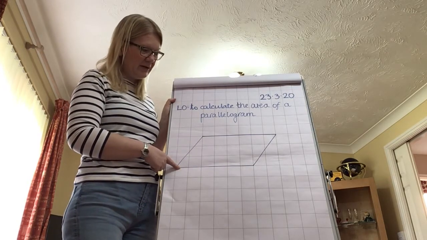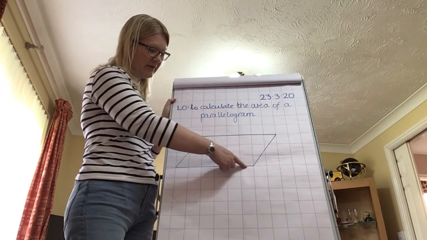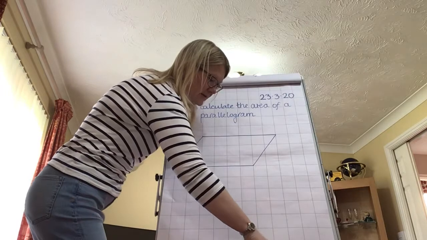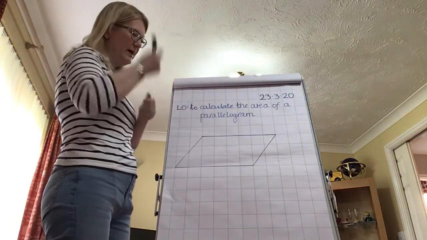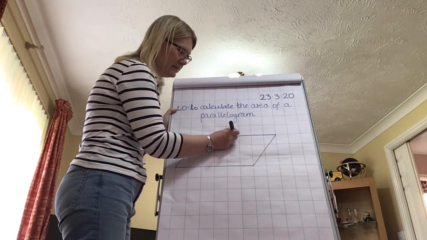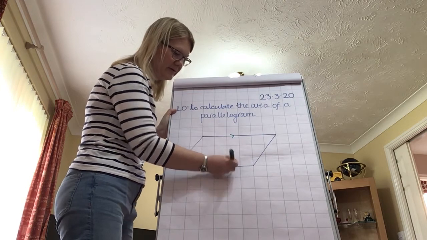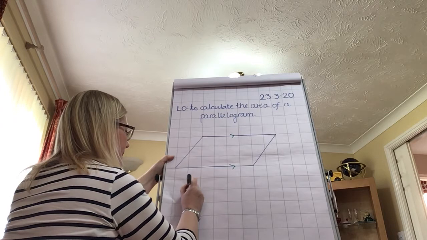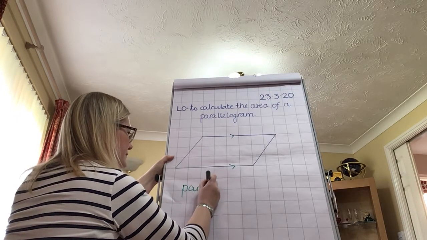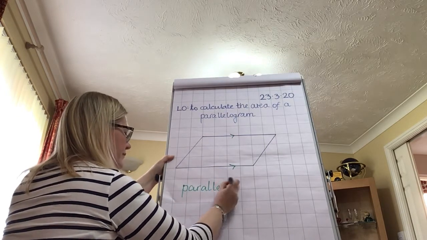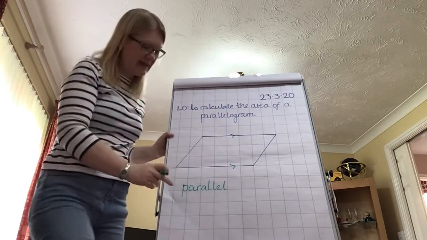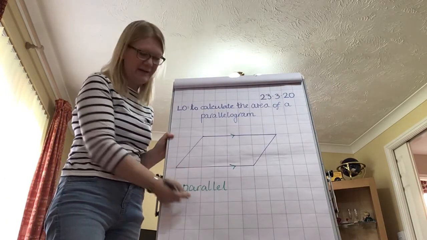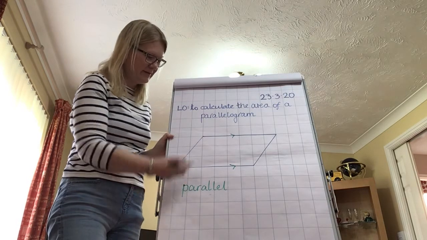Well, if we look, we can see that we have got 2 pairs of parallel lines. So the top and the bottom lines are parallel. So I'm going to put little arrows on them to show, and I'm going to write the word parallel. It's easy to remember what parallel is because the word parallel has a pair of parallel lines in it with the 2 L's.